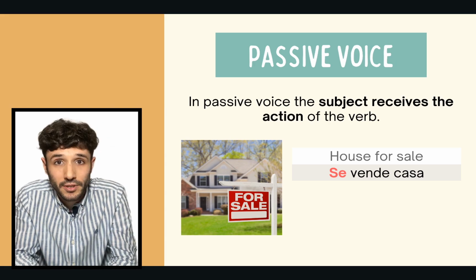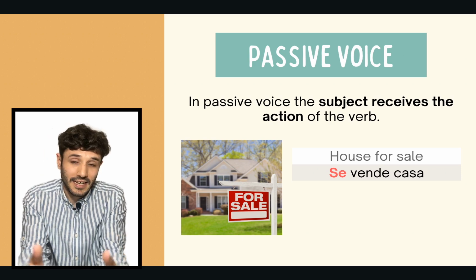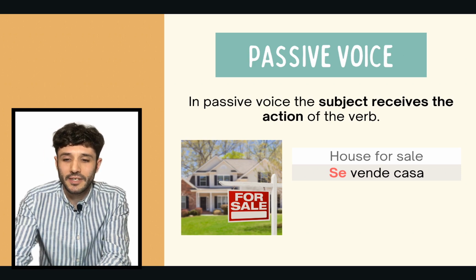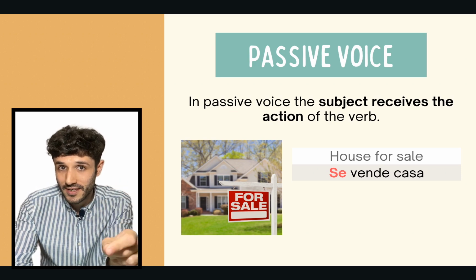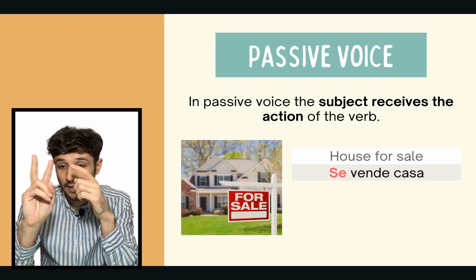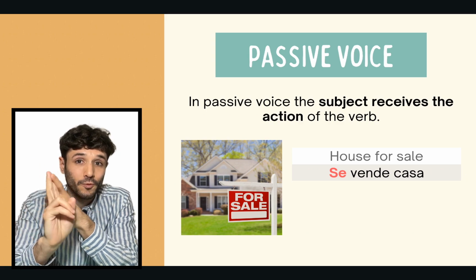And why is this important? Because the verb always looks at the subject to conjugate. It has to agree with the subject, right? With the person of the subject. So this means that verbs in passive voice sentences with se have two forms. In this case, vende, or if we had a plural subject, it would be venden.